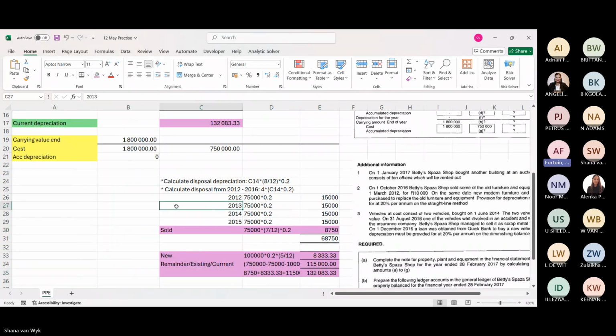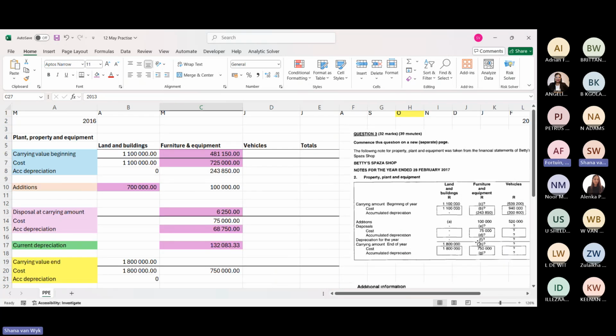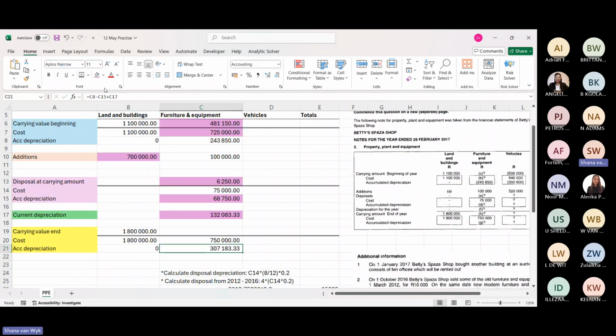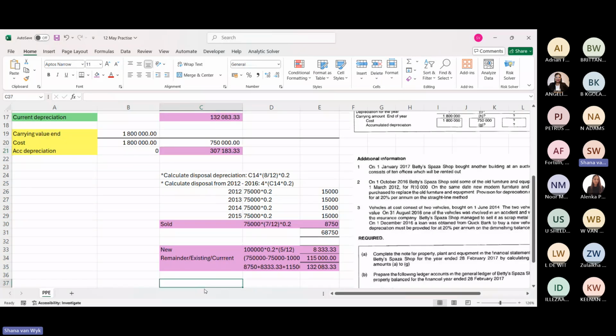So we were at F and G. Now we need to do G. Accumulated should then be what we started off with, minus what we got rid of, plus the current year. Shauna, can we not do C8s and C5s? Can we put numbers in? Okay, I'm going to do this one now.